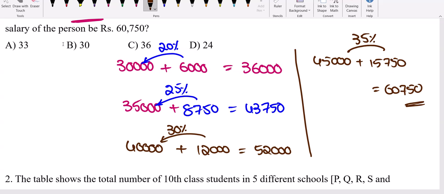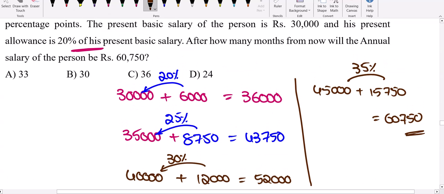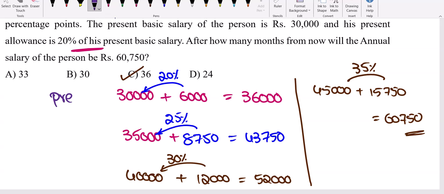You want salary 60,750, right? So first 30, then 30, for 30,000 basic, okay, but overall your salary is 36,000 first, then 40,750, then 52. Now you got 60,750. But what is the answer? This is after 1 year you are getting, right? Yeah, option C is correct, because this is right now present salary. This is your present salary.